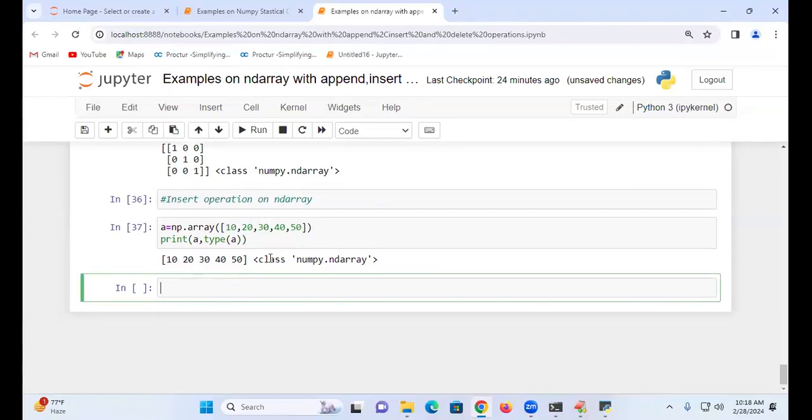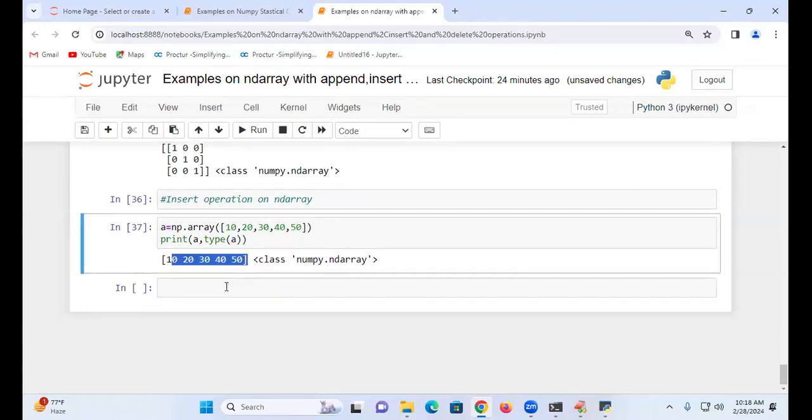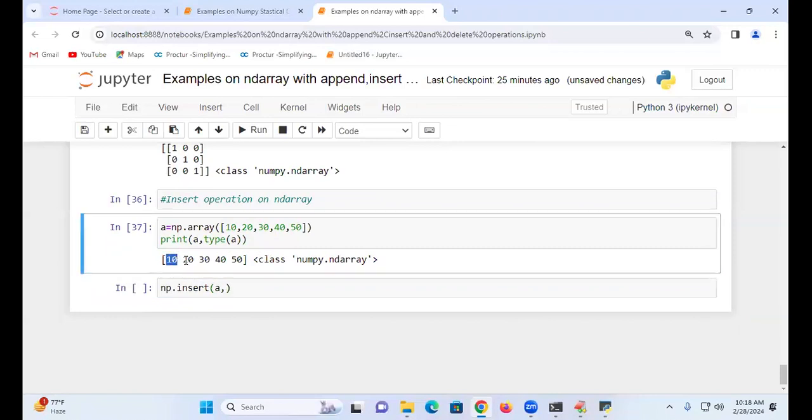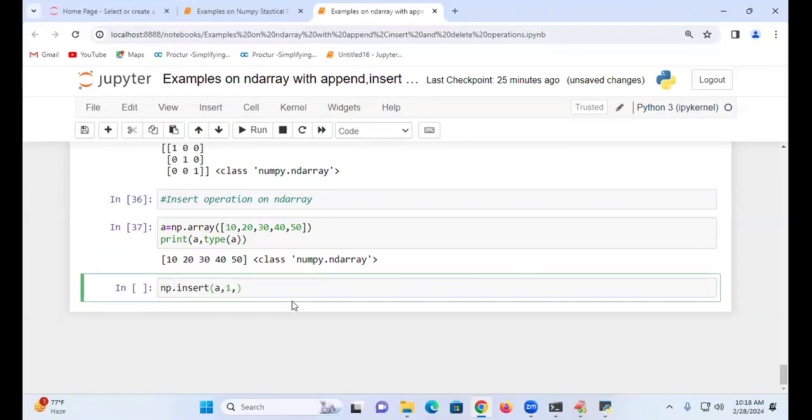Now I want to insert. Of what dimension is it? 1 dimension. How do I go for it? Come on fast. A dot insert of np dot A comma, which position? In one place I want to insert 15. 1 comma. What is that 1 called? Index. 1 comma.